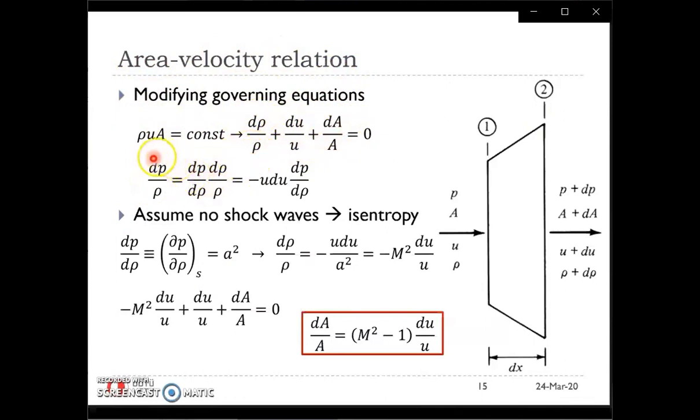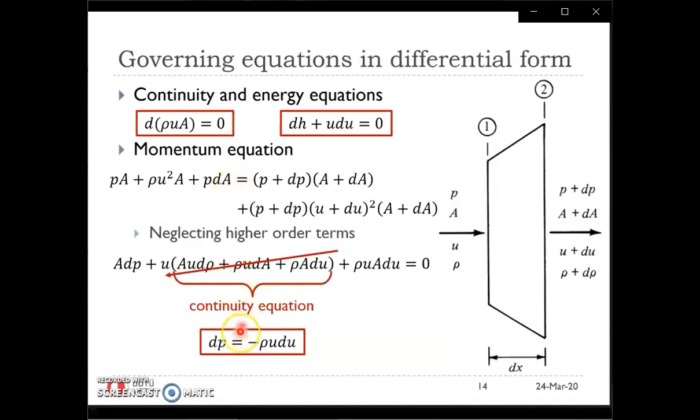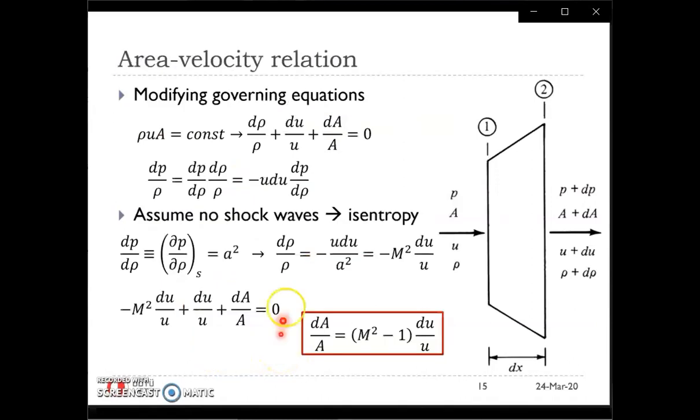So in order to go there, I need an expression for dρ over ρ, which I can write as dp over dρ times dρ over ρ. But this is also equal to, from the previous slide, if I go back, I have an expression for dp over ρ, which is equal to minus u times du. I want to make use of that. So this basically becomes dp over dρ times dρ over ρ is equal to minus u du times dp over dρ.